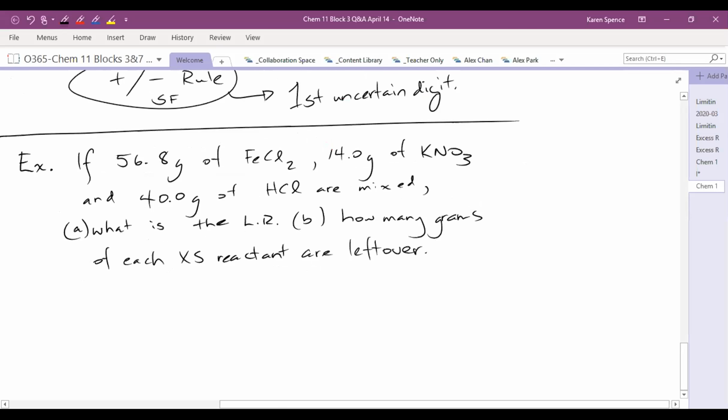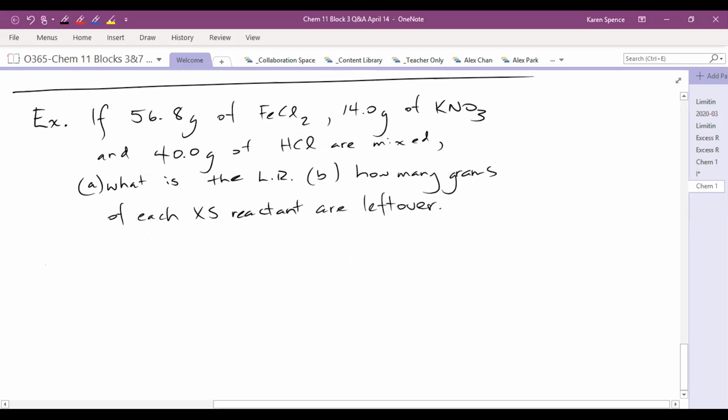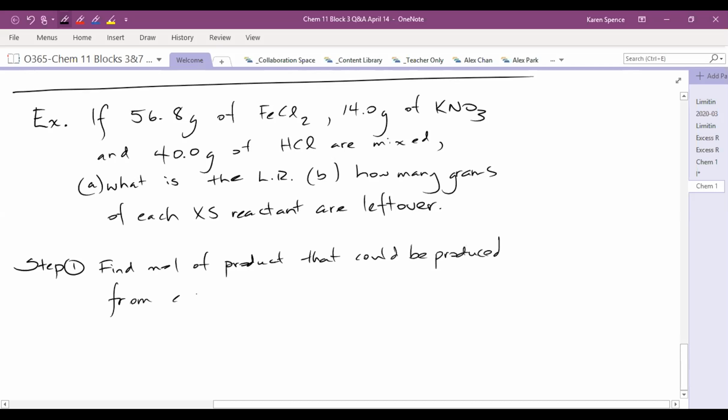Okay, so step one. Find the moles of product that could be produced from each reactant. And in this case, we have three reactants, so we're actually going to have three calculations.